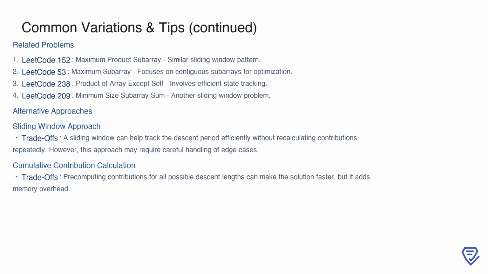Lastly, LeetCode 209, Minimum Size Subarray Sum, is another sliding window problem that reinforces the importance of these techniques in different contexts. Now, in terms of alternative approaches, the sliding window method is a highly efficient way to track descent periods. Using this approach eliminates the need for recalculating contributions repeatedly, but it does require careful management of edge cases to ensure correctness. Another option is cumulative contribution calculation, where you pre-compute the contributions for all possible descent lengths. This can make your solution faster, but it comes at the cost of additional memory usage. Each approach has its trade-offs, so it's important to choose the one that best fits the problem constraints and requirements.